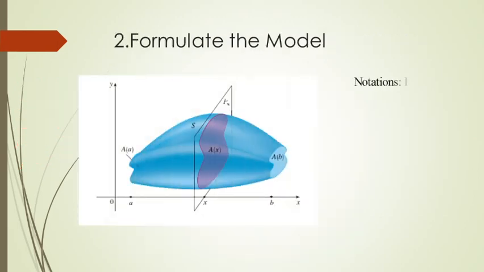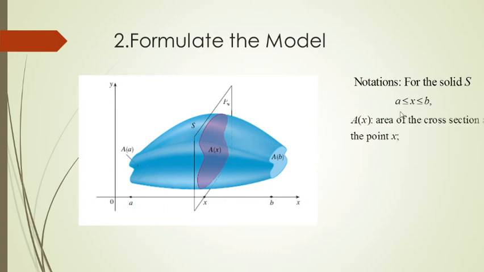Now let's check the solid again. Check the notations. For the solid S, the x is between A and B, right? We shift the x from A to B. And what is this x? This is the area of this cross-sectional region, okay?